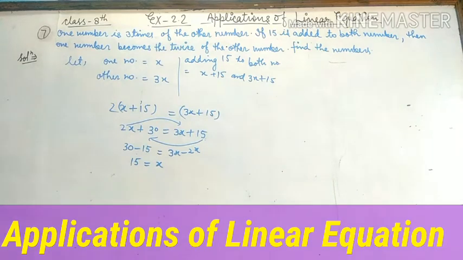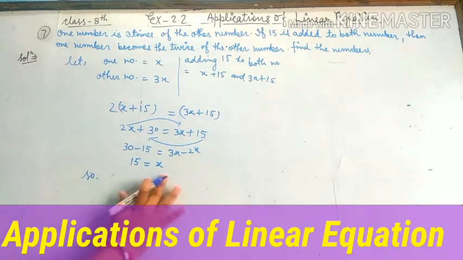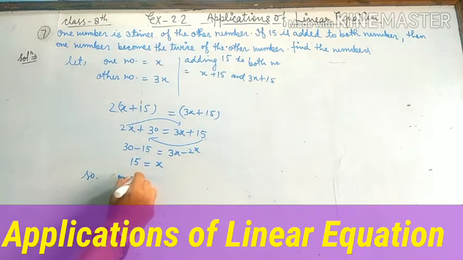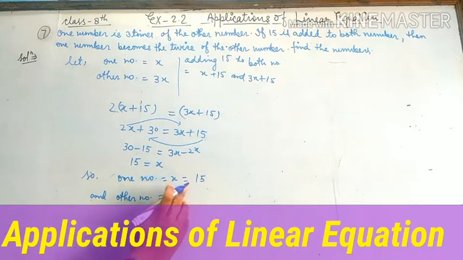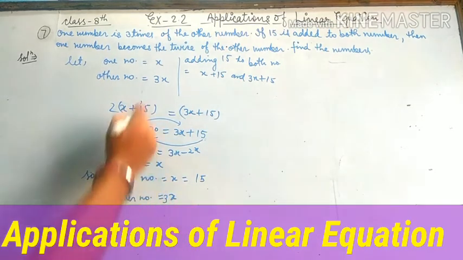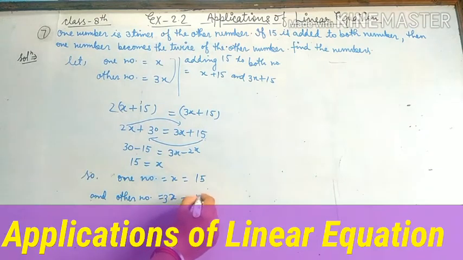So one number equals x, the value of x is equal to 15, and the other number equals 3x. So 15 multiplied by 3, because 3 is multiplied with x, 15 times 3 is 45. So this is our answer: 15 and 45 will be the right numbers.